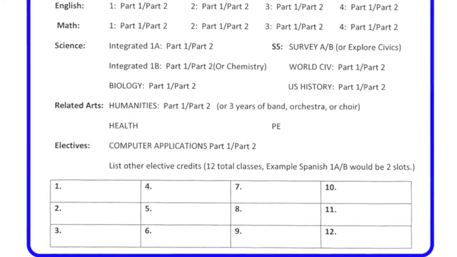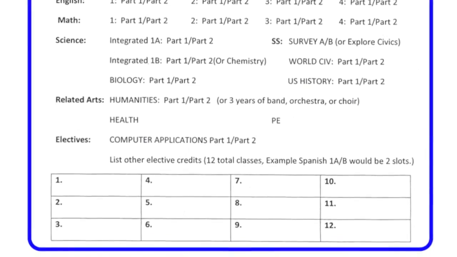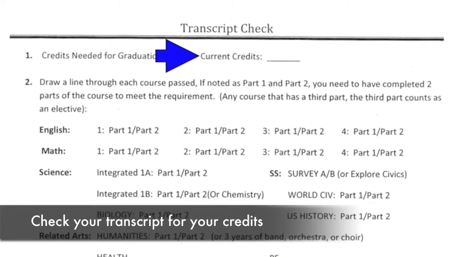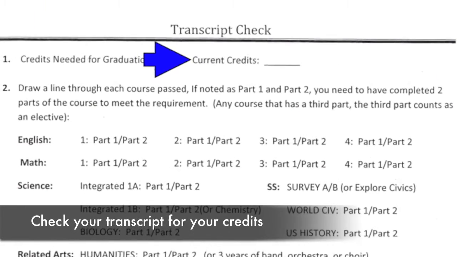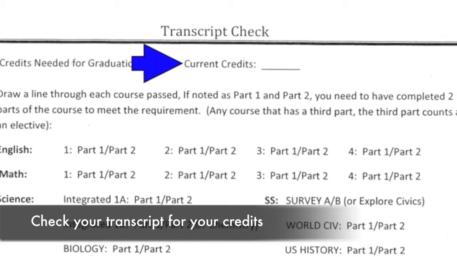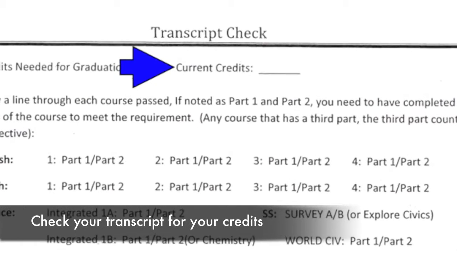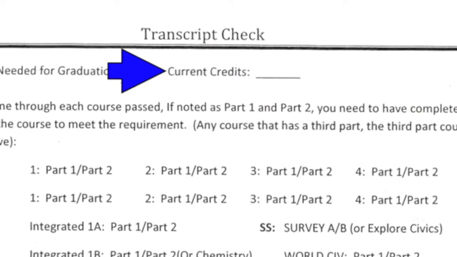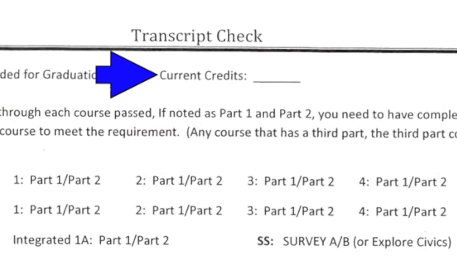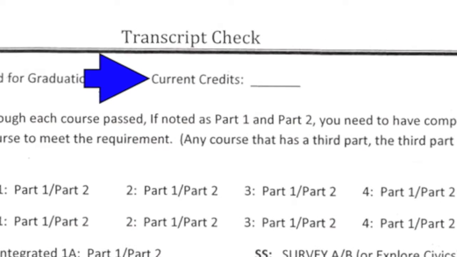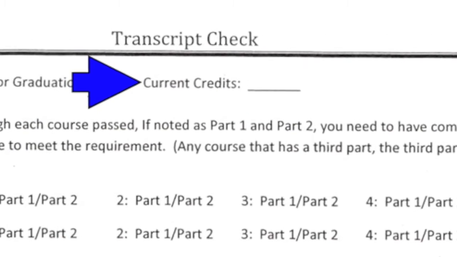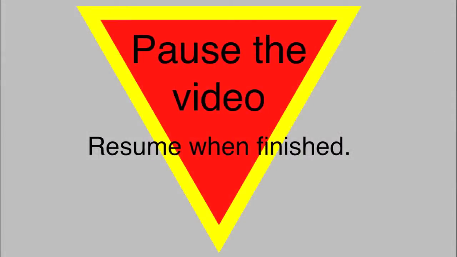If you look on your transcript in the top right hand corner, you're going to see listed the total number of credits that you currently have. What I want you to do is right out here to the side on your transcript check is to list how many credits that you currently have. Teachers, if you need to pause the video at this time to give your students time to complete this activity, you can.